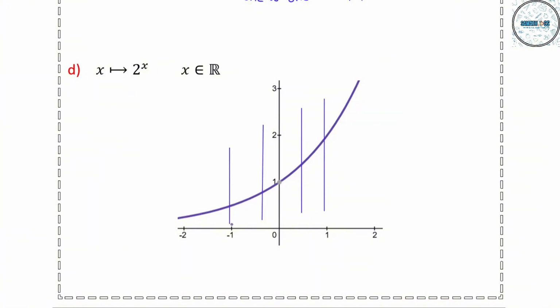Here as well, it is intersecting at one point. For one input value, there is one output value. So it is one-to-one mapping and it is a function. It is a one-to-one function because vertical lines are intersecting the curve at just one point.